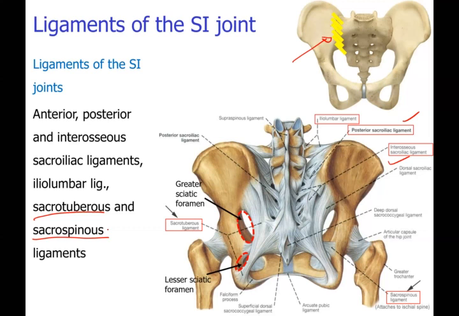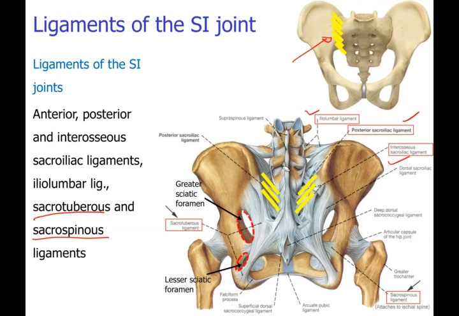Then, when you did the posterior abdominal wall, you learned about the iliolumbar ligament. This one, the iliolumbar ligament, is attached between the L5 transverse process and the iliac crest, to which the quadratus lumborum muscle is attached in the posterior abdominal wall. That is also important to stabilize the sacroiliac joints.